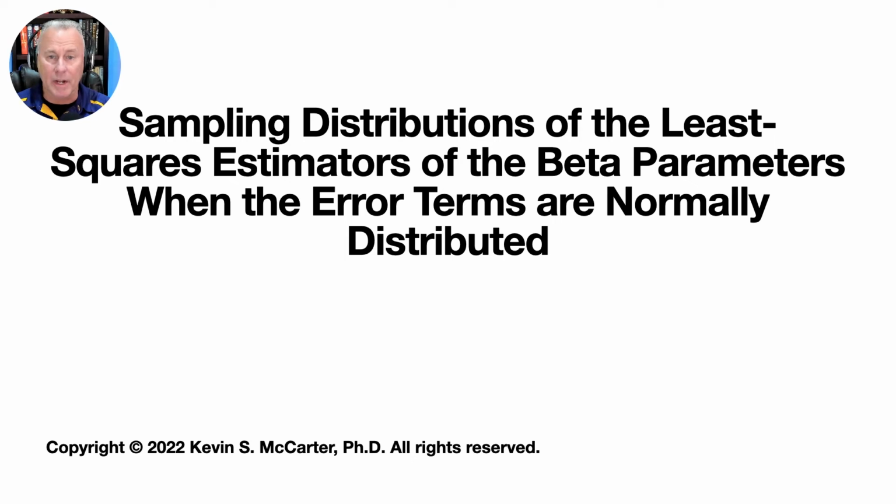In previous lecture videos, we derived characteristics of the sampling distributions of the least squares estimators of the beta parameters in the simple linear regression model. Using the means and the standard deviations of these sampling distributions, we looked at two ways of approximating probabilities of events involving the least squares estimators.